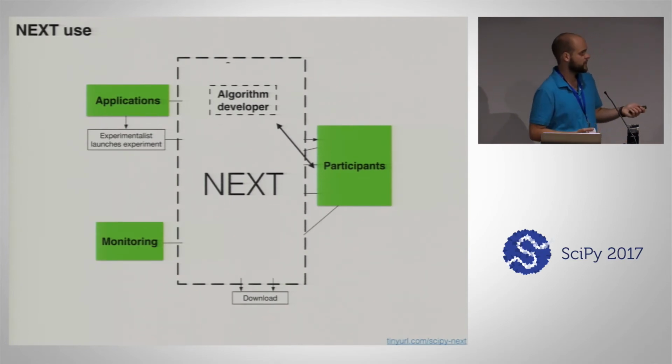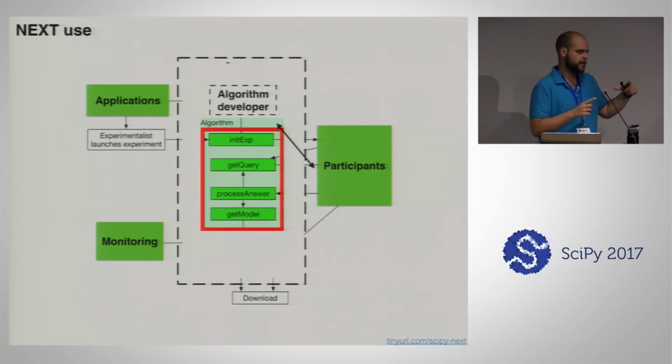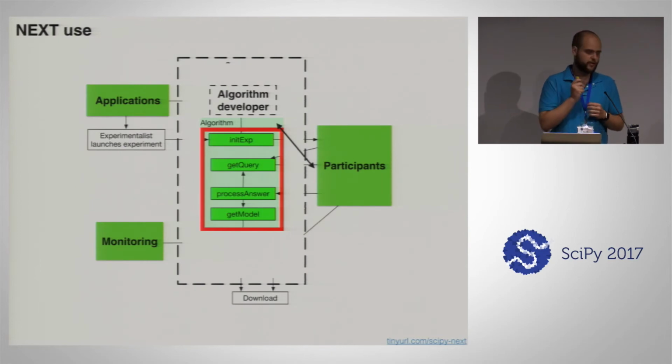Now I'm going to talk about this last box here, the algorithm developer and the interface they see. This is me in my day job. This is what I do. I study adaptive algorithms. And for any adaptive algorithm, the data flow requires at least 4 functions. The two most important functions are called getQuery and processAnswer. getQuery is used when someone is waiting on a web page for a question, and processAnswer is used to process their response. This is natural. So any adaptive algorithm is really just these 4 functions.